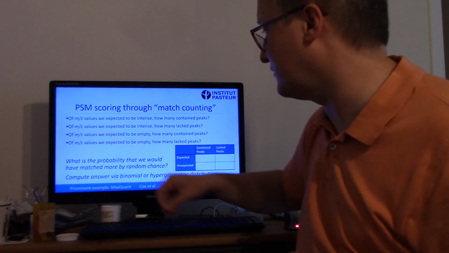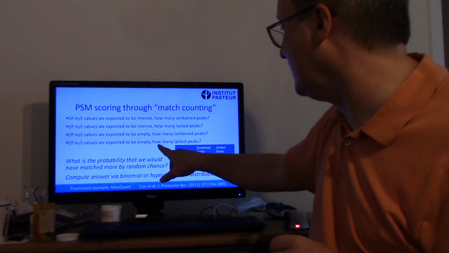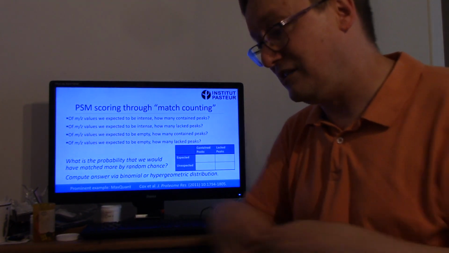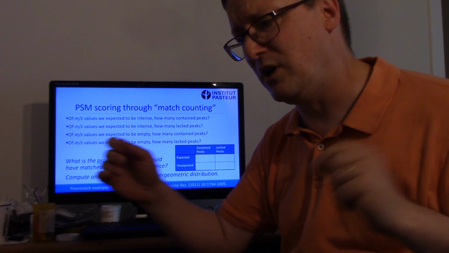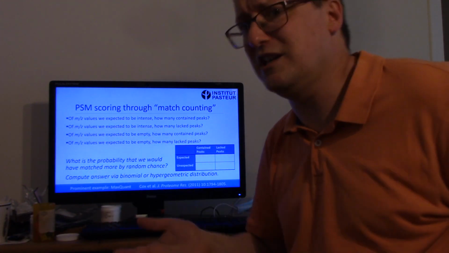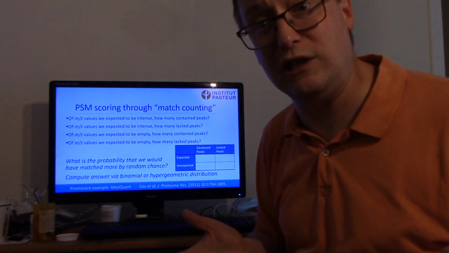And of the mass to charge values that we expected to be empty, how many of them lacked peaks? Well, this might seem like a very silly thing to worry about if 90% of the locations in the spectrum do not contain peaks, and we expected almost all of those to not contain peaks. That number might seem to have very little value.